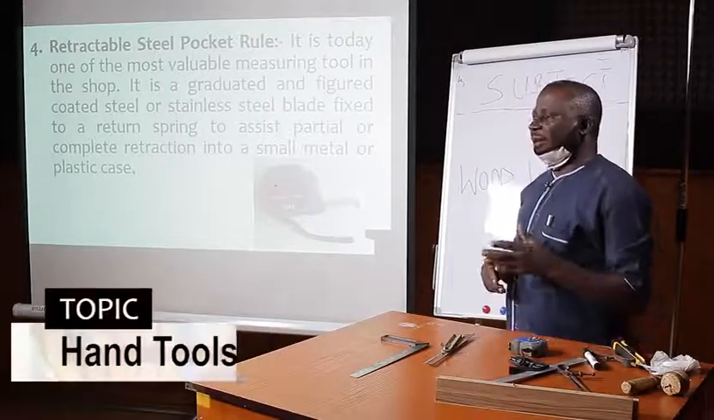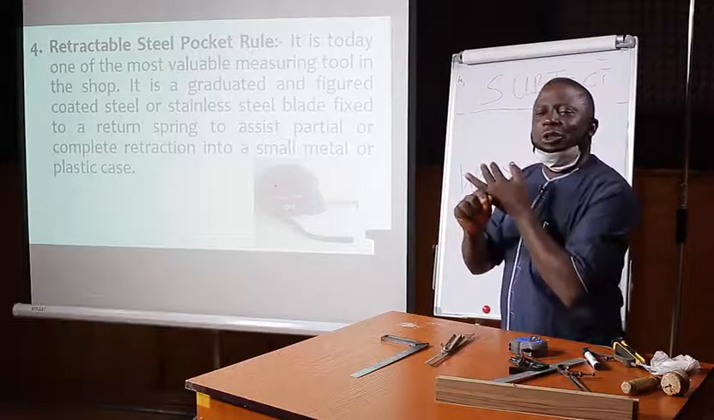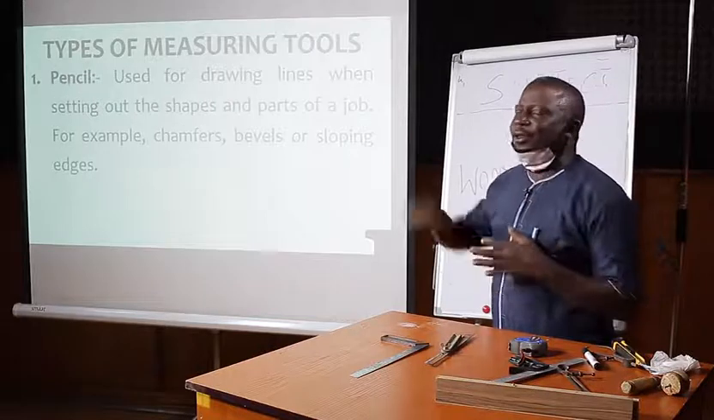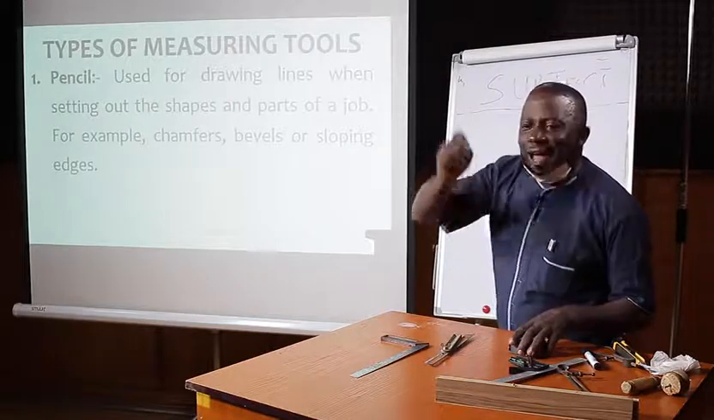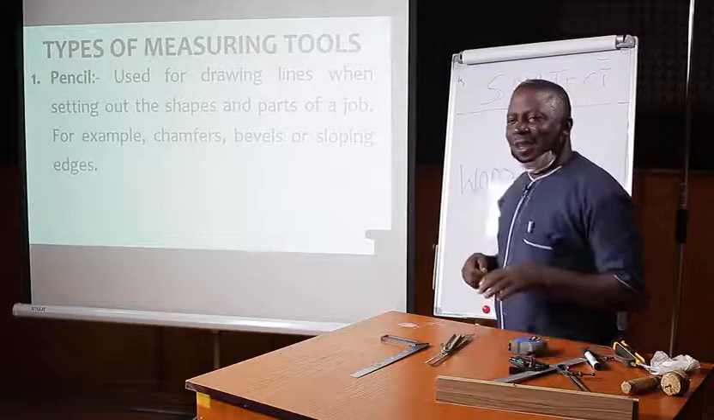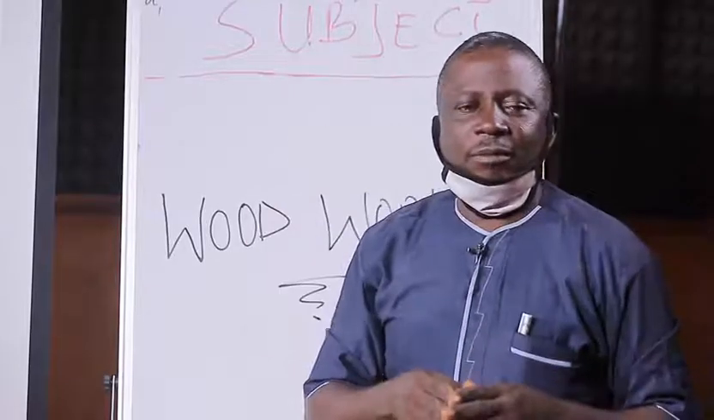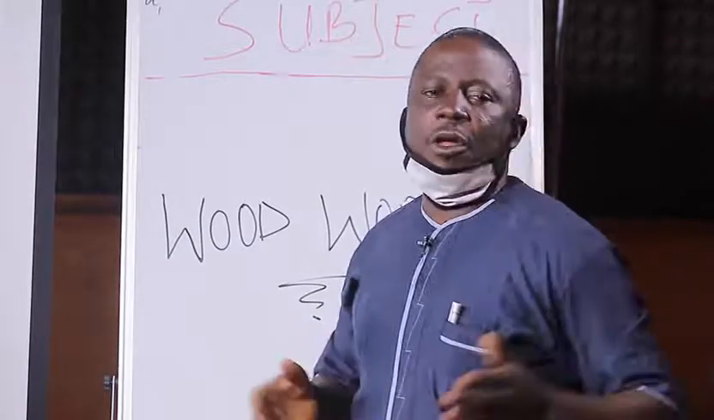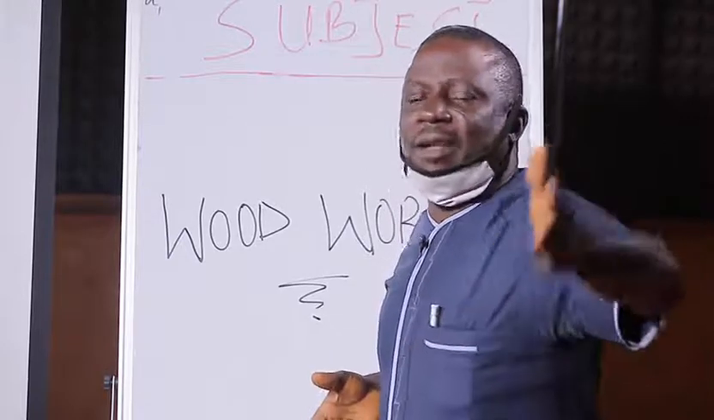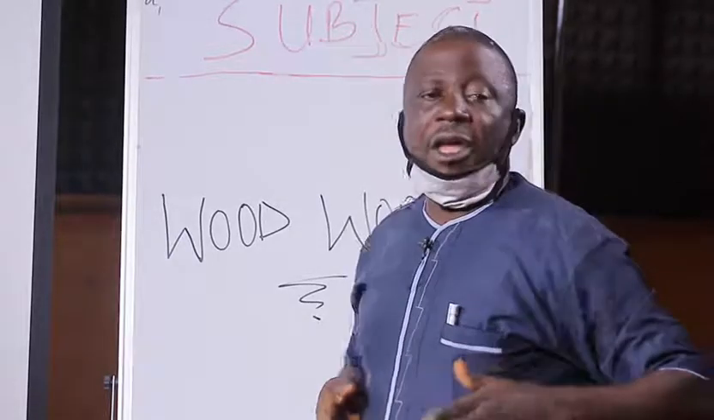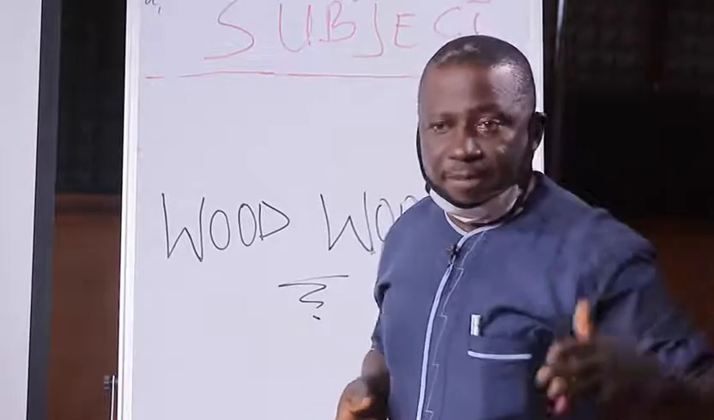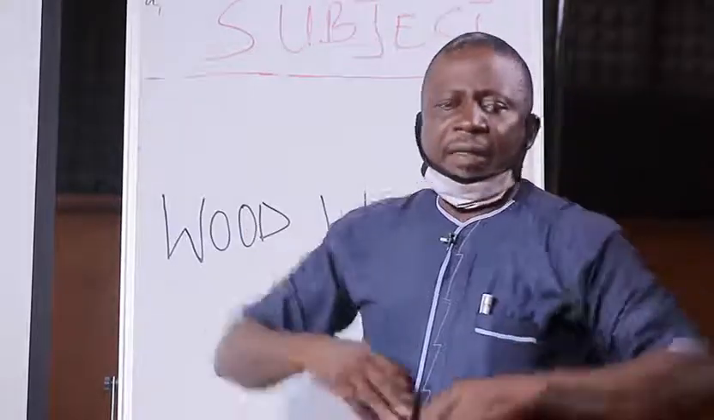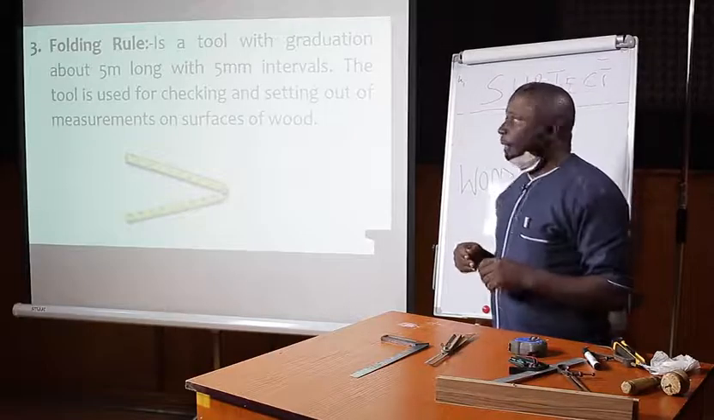Okay, now like I said, we have first the pencil. You think a pencil is not a tool, it is, and it is one of the good tools that we use in the shop for drawing lines, for marking outlines, in conjunction with any other tool on surfaces of wood. Then we have the folding rule. I have told you, the folding rule is used for taking and transferring long distances. It can take as much as 5 meters, but it is graduated in millimeters, at intervals of 5 millimeters.